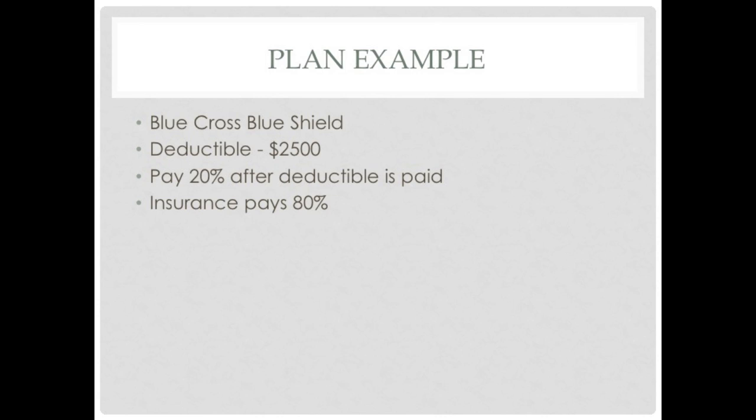Real-world plan example. The insurance company here is Blue Cross Blue Shield. The deductible is $2,500. A deductible is the maximum amount of money that a consumer will spend on healthcare before the insurance covers the costs. There are many exceptions to that. A lot of care is covered by the insurance outside of the deductible. After the deductible is reached, the insurance will pay for 80% of the care, while the consumer will pay for the last 20%.